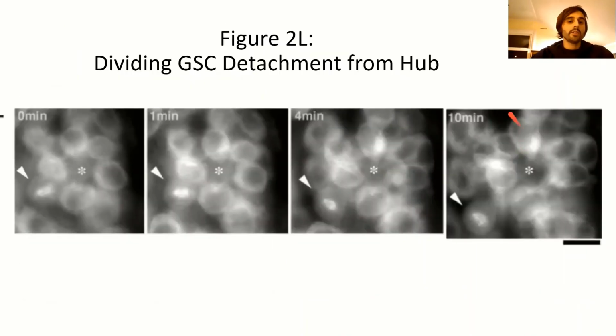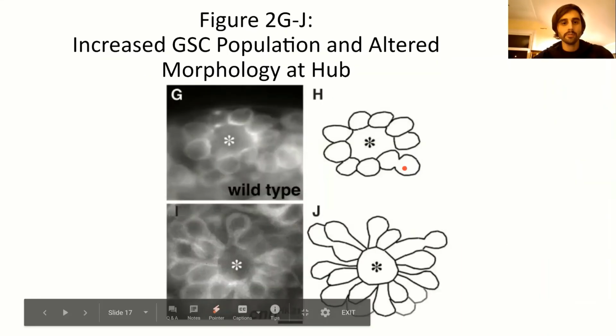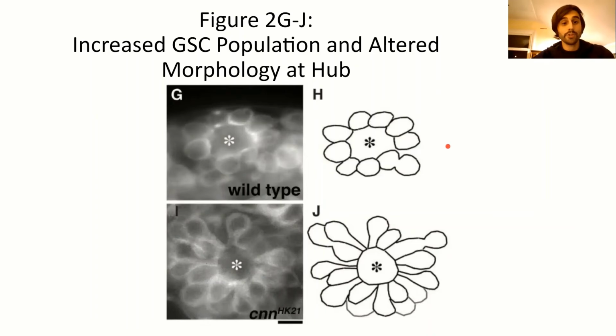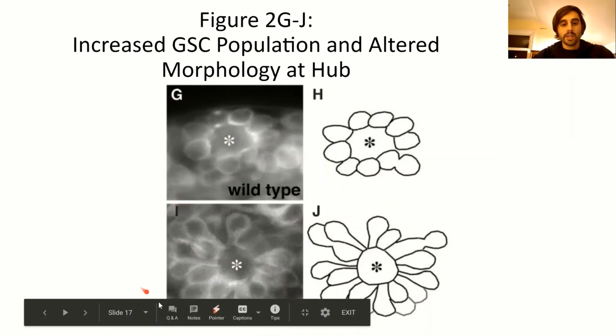Figure 2L further illustrates that this is not an artifact, with the time-lapse imaging showing the actual detachment of a germ stem cell from the hub. Figure 2G through J show an increased germ stem cell population and altered morphology at the hub. G and H show the wild type conformation and division, where I and J respectively show the CNN knockouts, overpopulation, and morphological changes.